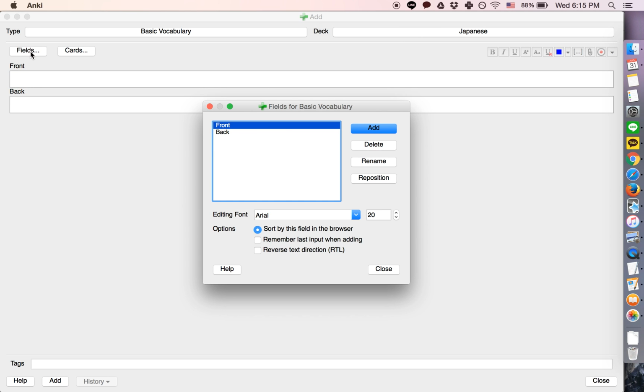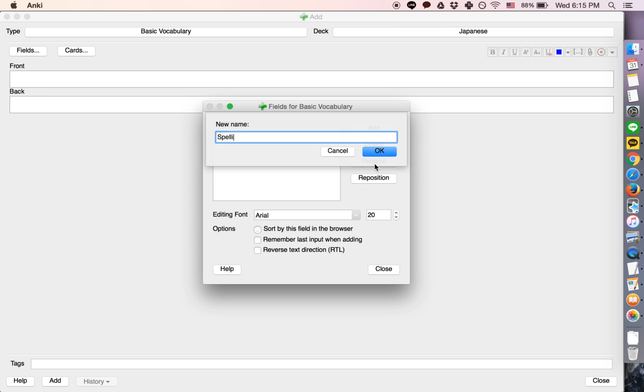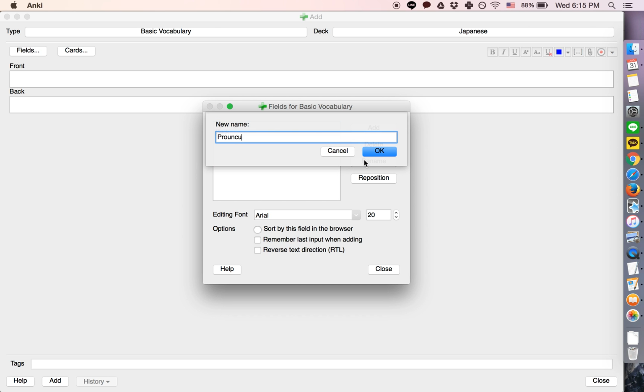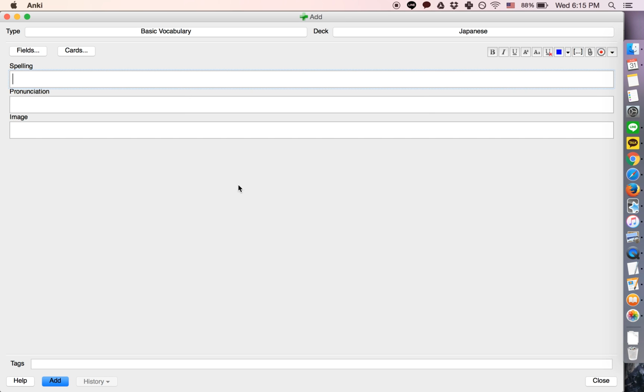So now we need three fields. The first one will be spelling, the second one will be pronunciation, and the third will be image. So basically this will be the spelling of the word when written, the pronunciation by a native speaker, and an image which gives us either a very good hint or the full meaning of the word.